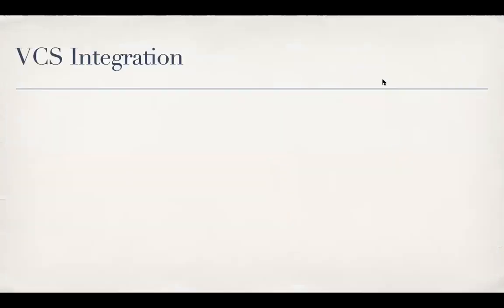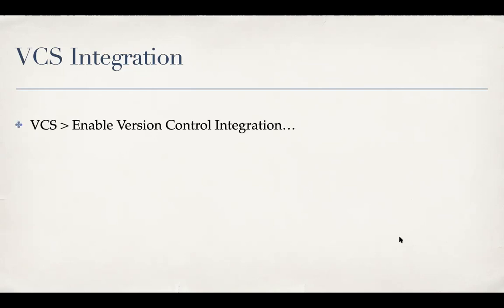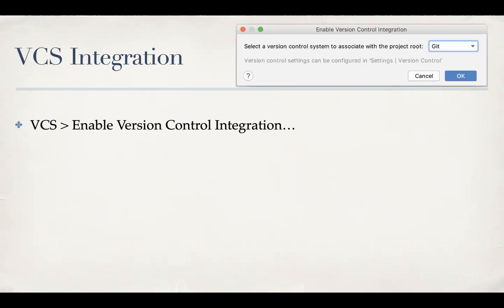Finally, we'll talk about integration of a version control system in Android Studio. Very straightforward. You go to the VCS menu and enable version control integration. It shows a dialog box like this. Here you can select Git, Mercurial, or other such version control systems that are available on your machine, and clicking OK creates a local repository.